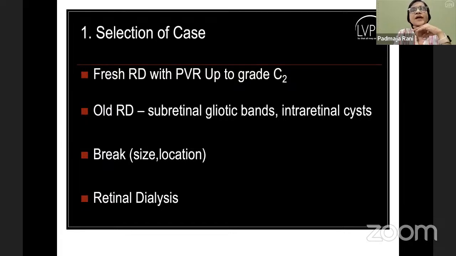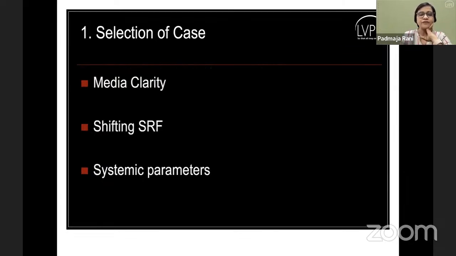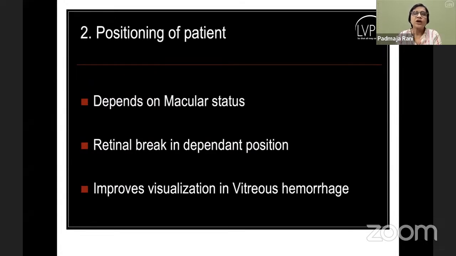One simple tip: the smaller the break and the more difficult it is to see, the easier it is to close with the buckle. A break which is very easily seen is very difficult to close with the buckle. Retinal dialysis is again another important indication for buckling surgery. Media clarity is important, and positioning of the patient before the surgery depends on the macular status.